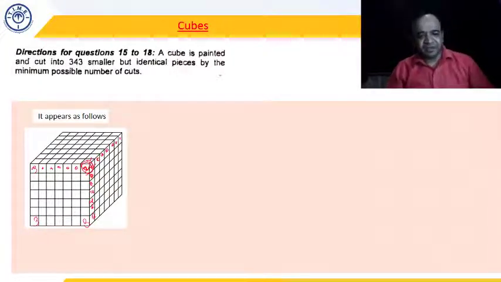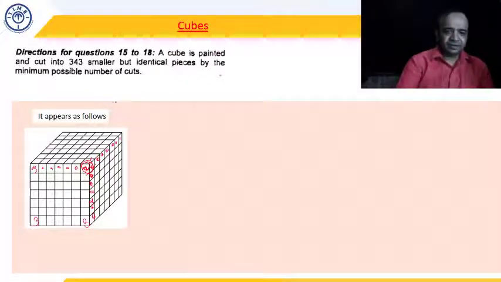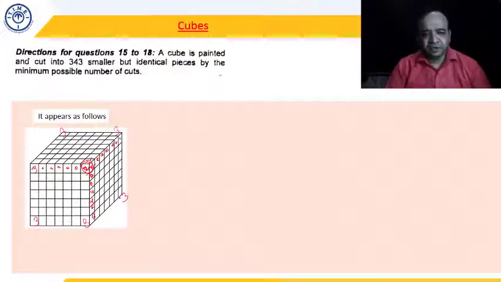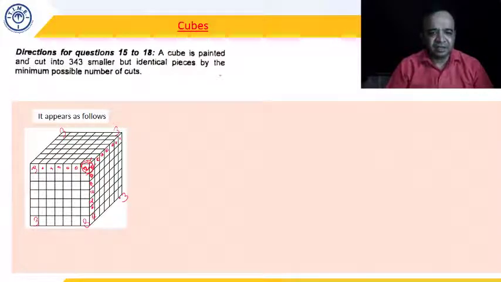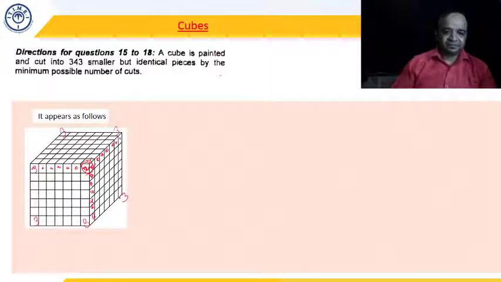And how many vertices do we have? 8. And at each of the vertices we have one such type of piece. The total number of 3 face painted pieces will be how much? 1 into 8, that is equal to 8 pieces. I hope this is clear. So 3 face painted pieces will be how much?